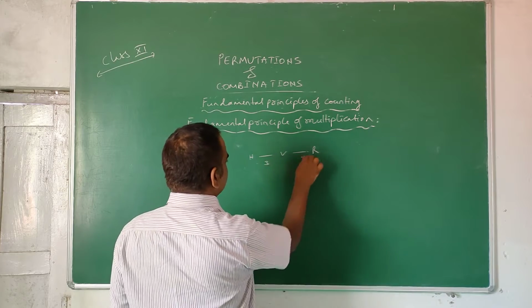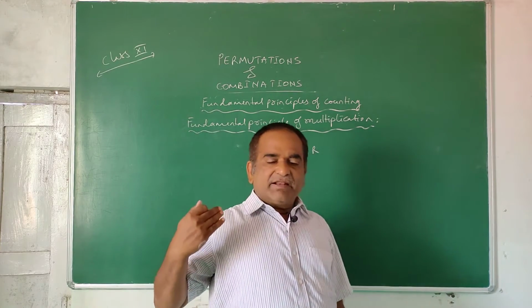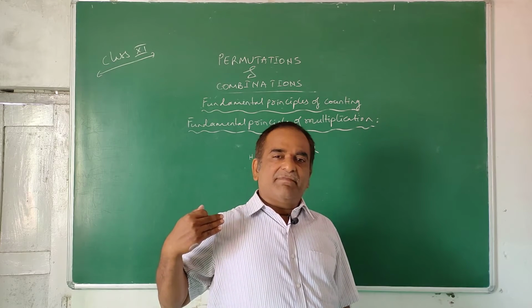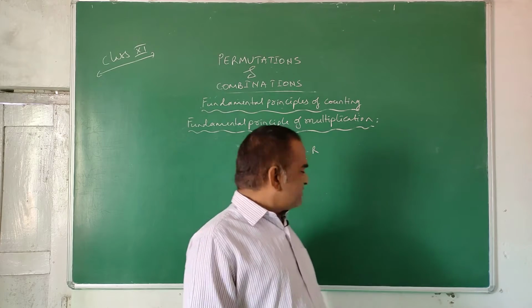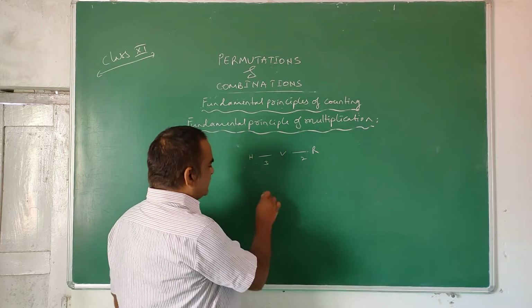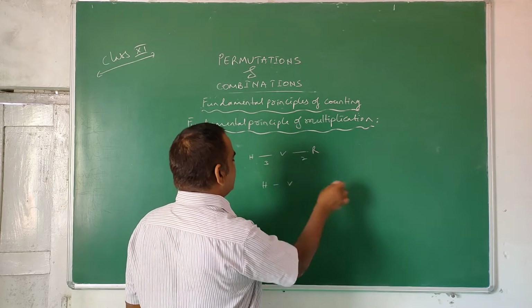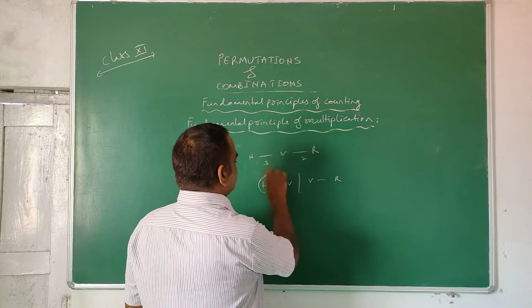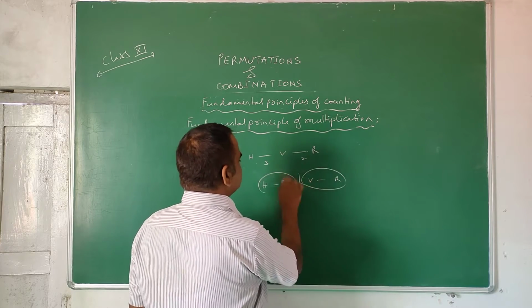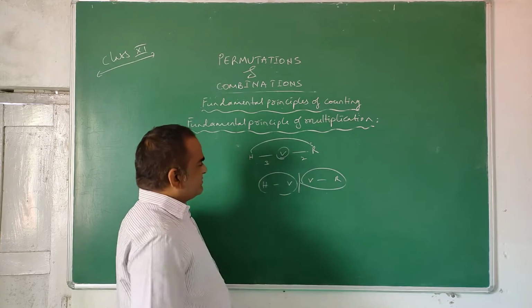Here there are 3 ways and 2 ways. Then a person should travel from Hyderabad to Rajahmundry via Vijayawada. This is the program. Traveling from Hyderabad to Vijayawada is one action, and traveling from Vijayawada to Rajahmundry is another action. Both these actions have been finished, so he traveled from Hyderabad to Rajahmundry via Vijayawada.